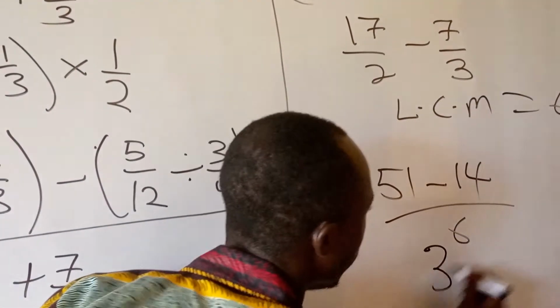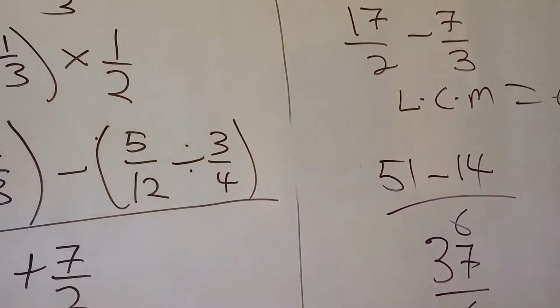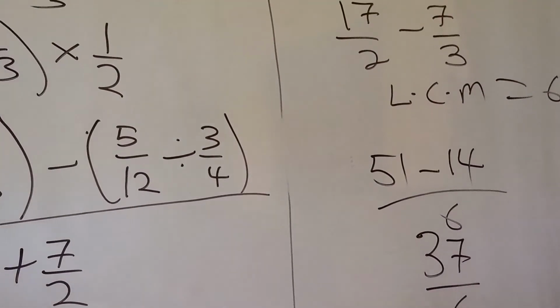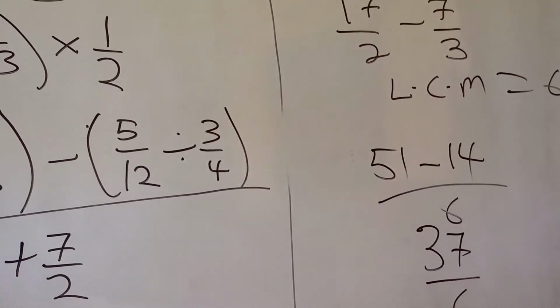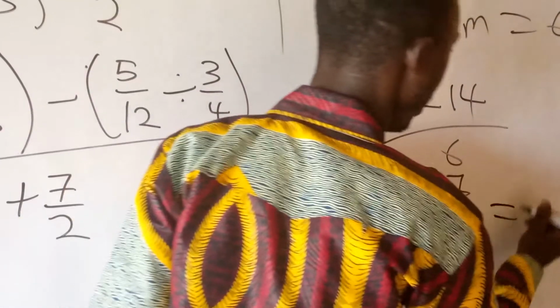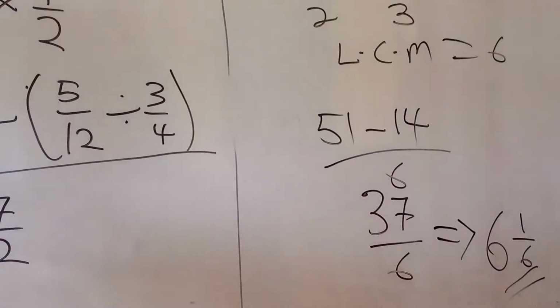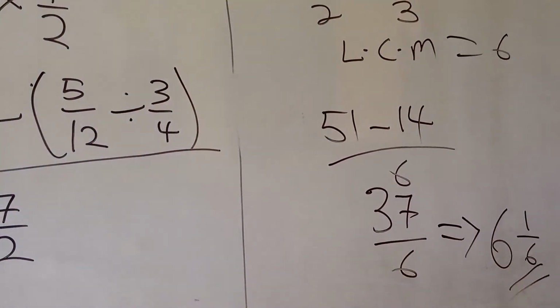So 37 over 6. And once we are having an improper fraction, you change it to a mixed fraction. So 6 goes into 37, we are having what? 6 whole number what? 1 over 6. This is our answer for the third question.